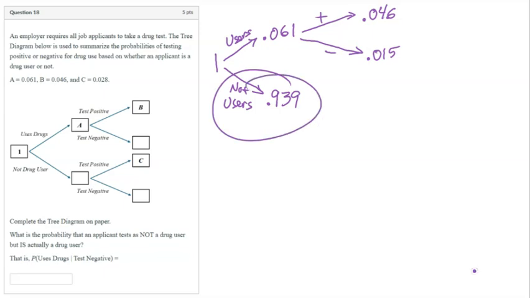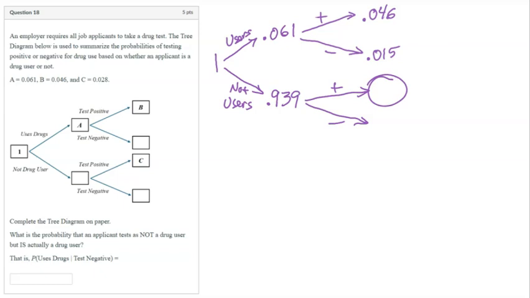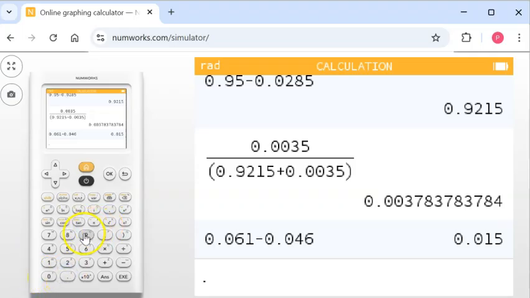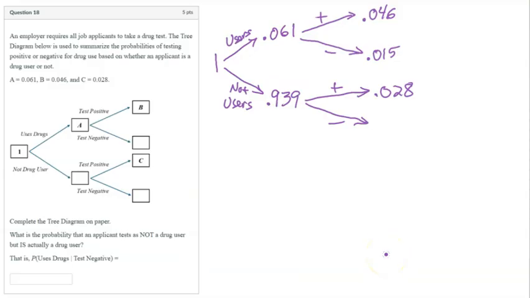Then the non-users, we're going to split them up between those who test positive and those who test negative. Those that test positive are letter C here, and that's 0.028. To get the number down here, we're going to do 0.939 minus 0.028, and that's going to give us 0.911.